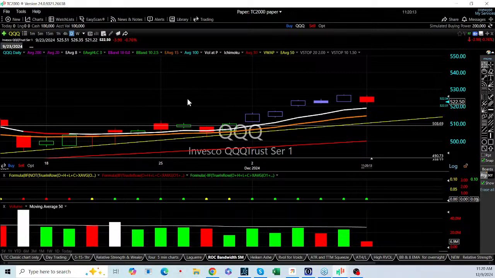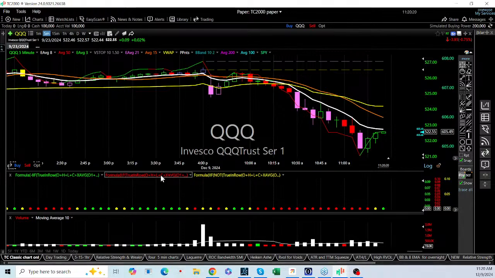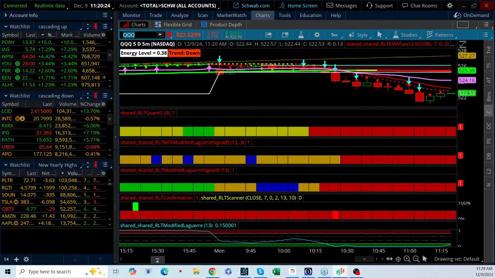So just be aware if you're taking any of these SPY super system trades, that if you're going short on the Qs or the SPY, they've got some support fairly close to where they are right now.